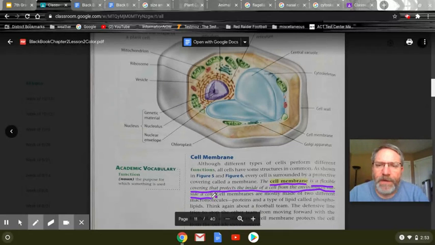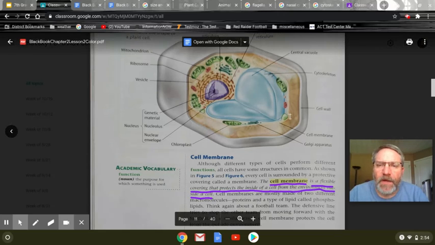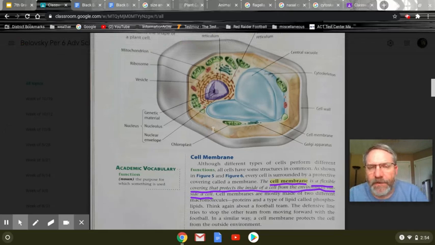So if we go up here and look at this picture of this cell, the outer covering that you see, this white area, is not the cell membrane. That is the cell wall. We'll get to the cell wall in just a second. The inner part that you see right here is the cell membrane. It is what controls certain liquids and certain other nutrients coming in and out of the cell. So the cell membrane basically controls what comes in and what goes out of the cell.